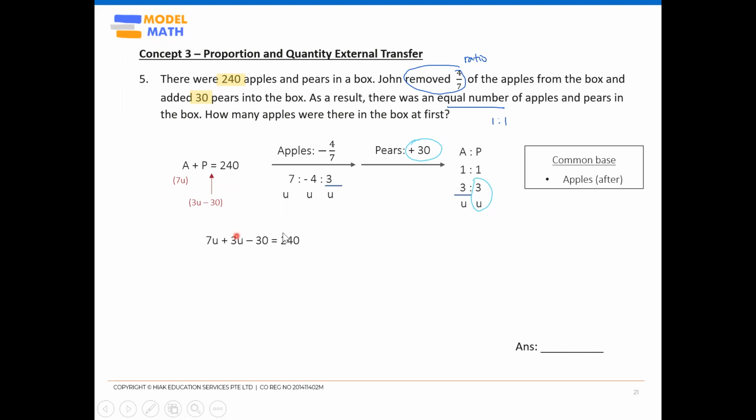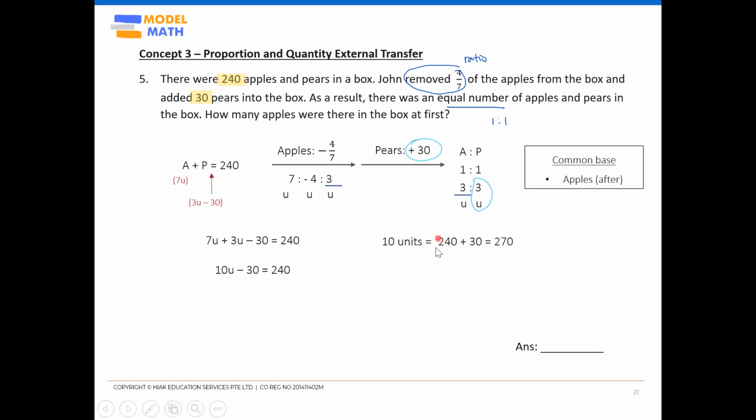Okay, the moment you have such an equation, you can go on to simplify the equation. Units can add units, so you just go on to add them up. 10 units, then the minus 30, everything else just carry down, no change. Now, can you see with this equation, you can finally find out what is the value of 10 units. Okay, so to find 10 units, simply 240 plus 30, not minus 30.